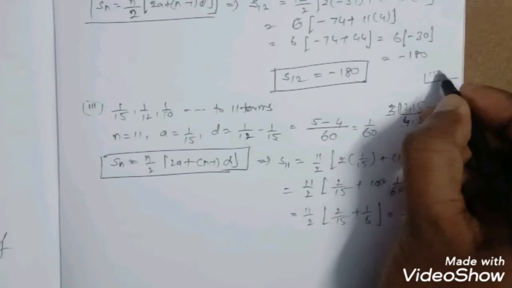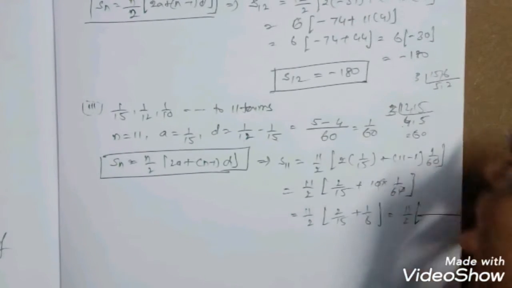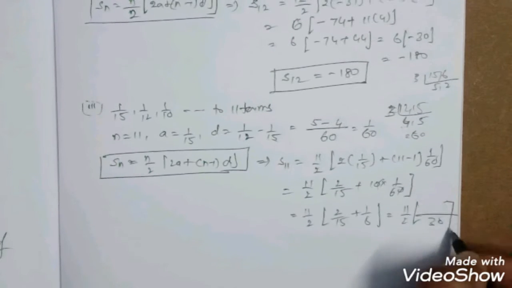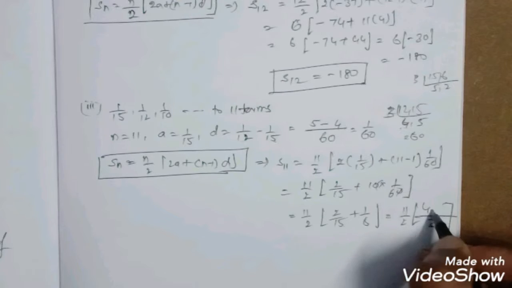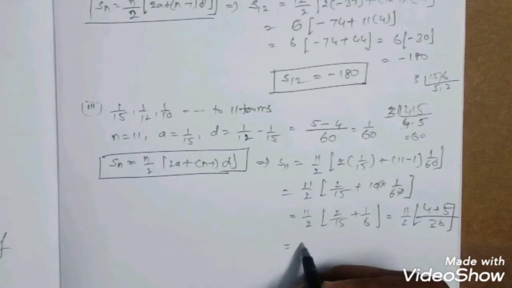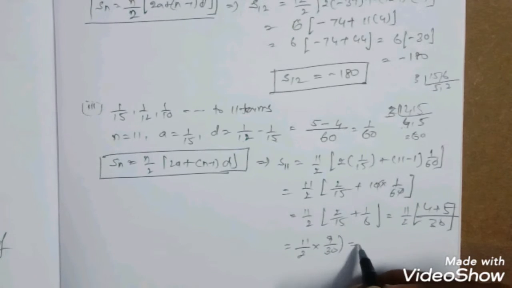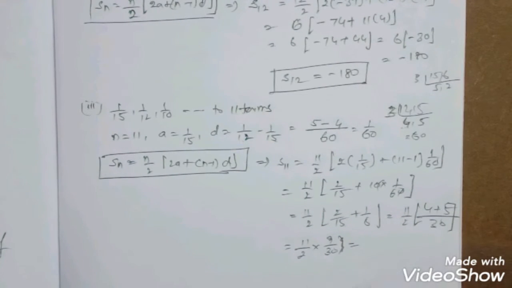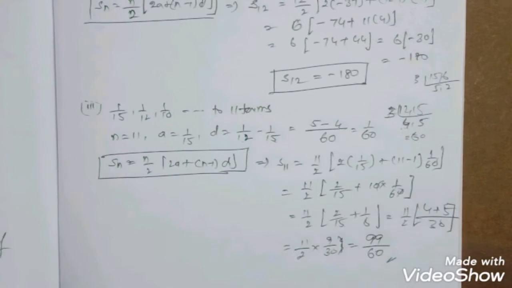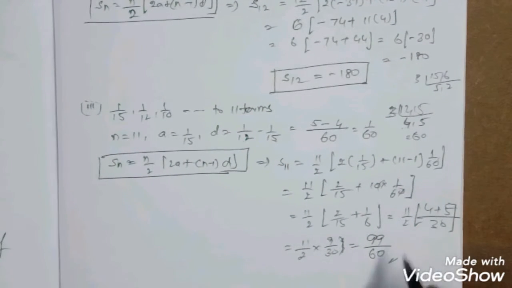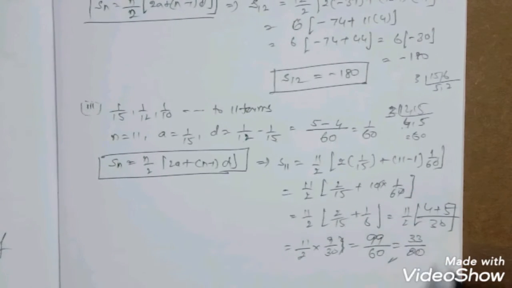So take the LCM here of 15 and 6. 3 5s are 15, 3 2s are 6, so LCM is 30. So 15, 15 2s are 30, so 2 2s are 4 plus 5. So you will get 11 by 2 into 9 by 30. Here there is no cancellation, so I can write directly 99 by 60 as your answer. Now if you want, you can further cancel this, that is 33 by 20, right?